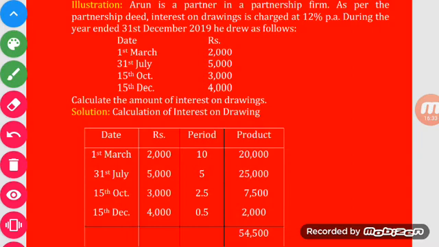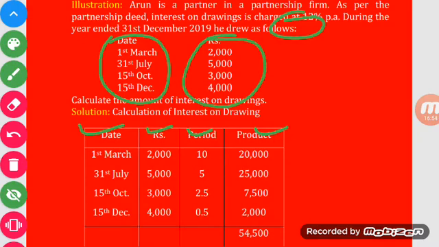For calculation of interest on drawing, a table of 4 columns is made. The first column is date, the second column is amount in rupees, the third column is period, and the fourth column is the product. In the first column, the dates are recorded. In the second column, the amounts are recorded. The third and fourth columns we have to find out.